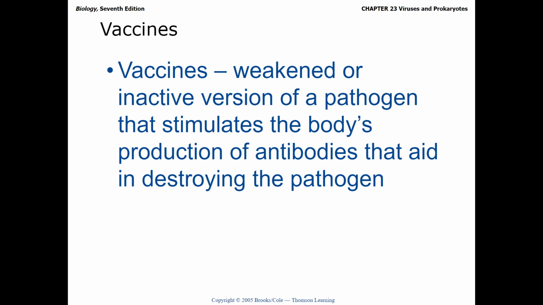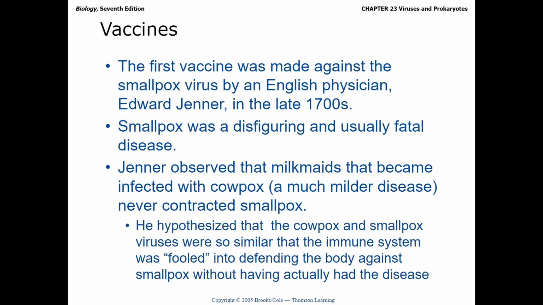Vaccines contain a weakened or inactive version of a pathogen that stimulates the body's production of antibodies that aid in destroying the pathogen. Vaccines are given to protect or aid against virus infection, not bacterial infection. And we can also talk about an interesting case, the first vaccine development. It was actually made against the smallpox virus. It was made by English physician Edward Jenner in the late 1700s. And back then, many people came down with smallpox. Some died. And even if they didn't die, it was a disfiguring and very damaging disease.